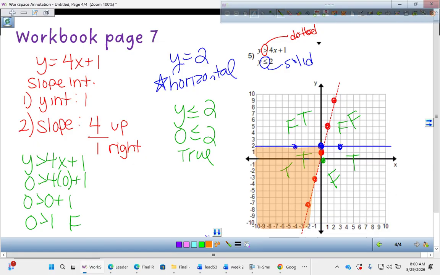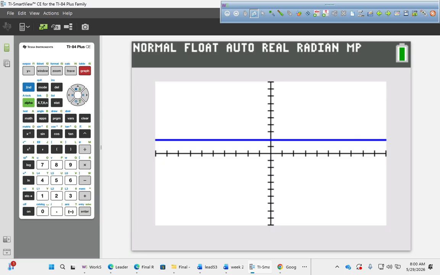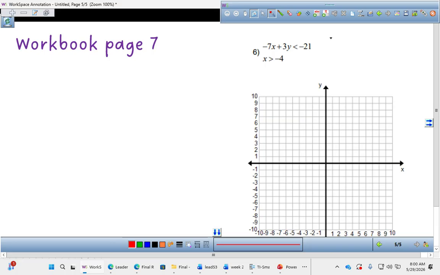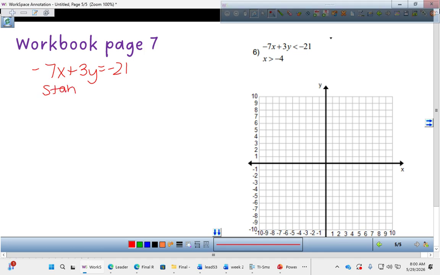We're going to do one more of those just to refresh your memory on how to do that. So let's look at the next example, example 6. The first thing I want to do is graph each line. So negative 7x plus 3y equals negative 21. This is called standard form. X and y are on the same side of the equation.